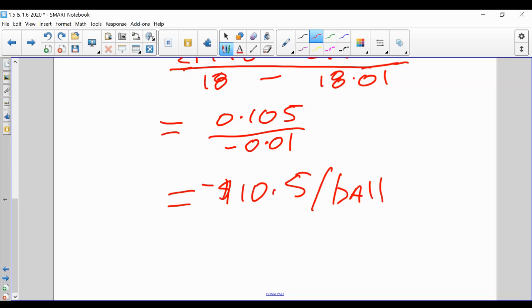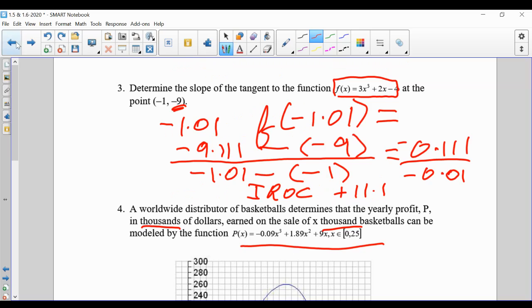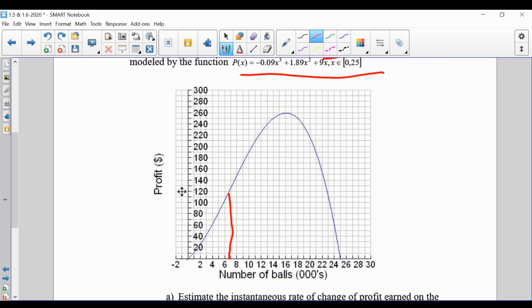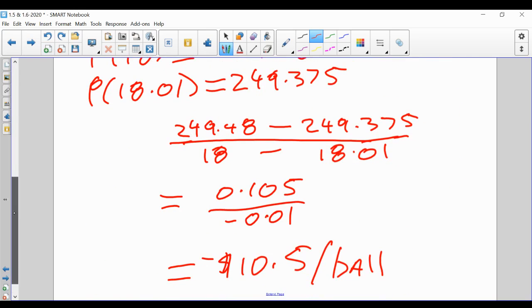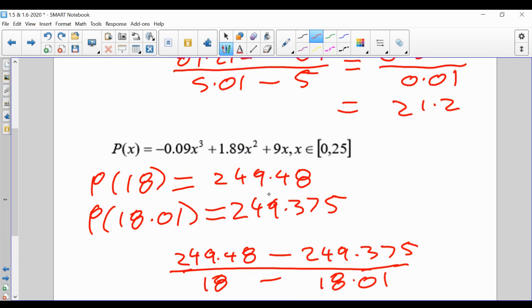I want everybody to be clear on what's going on. This person is still profitable from the point of view. Let me take you back to the graph again. At the 18,000 ball mark right here, this person is still profitable. Why? Because the profit function is above the x-axis. We worked it out a while ago, you're making 249, basically $1,000 if you move the decimal point 3 places over.